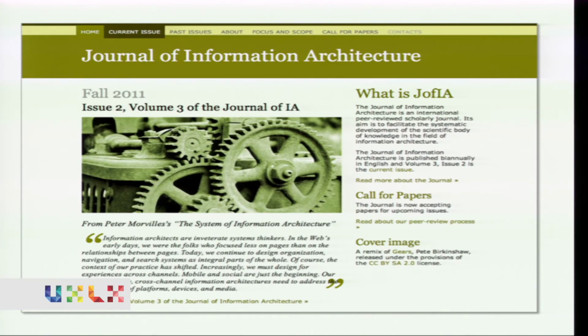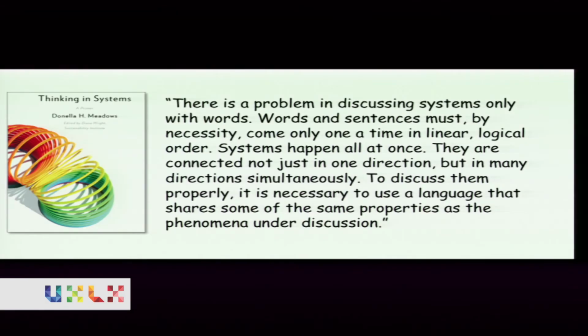Now, to wrap up, let me shift gears quickly here. I wrote an article for the Journal of Information Architecture called The System of Information Architecture. I did quite a bit of digging into the literature of systems thinking, going back over several decades, and the work there resonated with me powerfully. I really enjoyed this book, Thinking in Systems, where Donella argues there's a problem discussing systems with words, because words and sentences must come only one at a time in linear, logical order, whereas systems happen all at once. And she makes the point that to discuss systems, we have to use a language that shares some of the same properties as the phenomena under discussion, a visual language. Okay? That really applies to what we do as well.